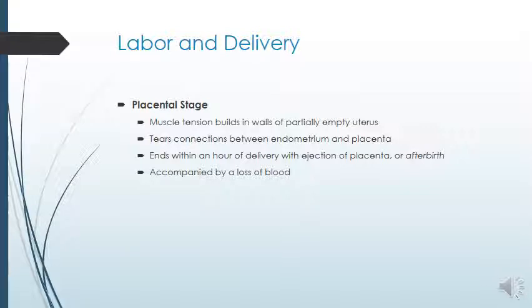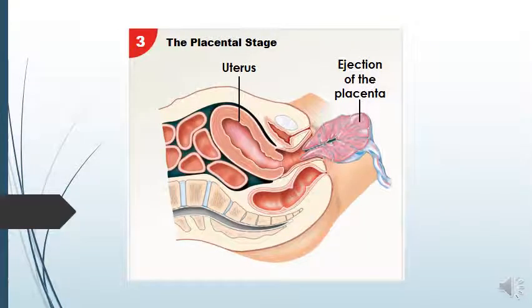The disruption of the placenta is accompanied by a loss of blood, but associated uterine contractions compress the uterine vessels and usually restrict this flow. Because maternal blood volume has increased greatly during pregnancy, the blood loss can normally be tolerated without difficulty. This slide is showing the placental stage, and you can see the ejection of the placenta.